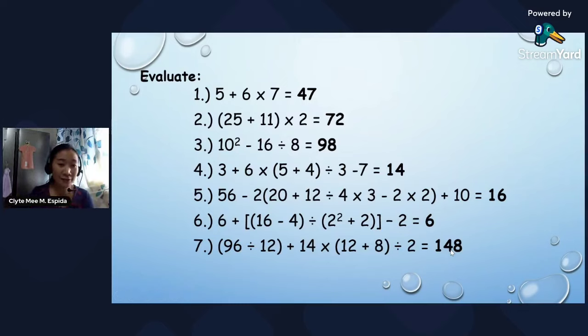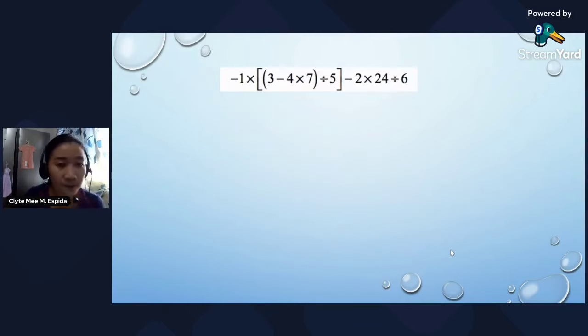So let's have an example which has a solution. Let's have this: negative 1 times 3 minus 4 times 7 divide 5 minus 2 times 24 divide 6. Okay, so comment down your answers.